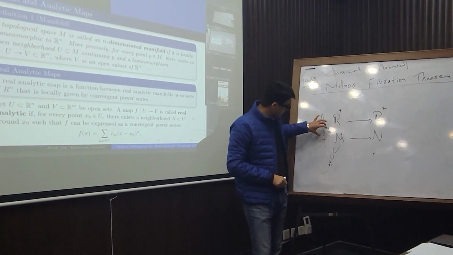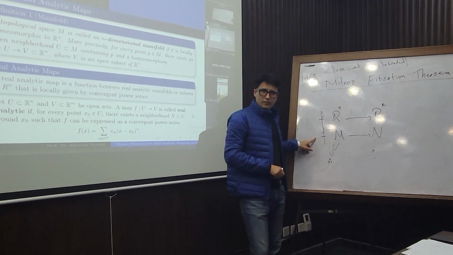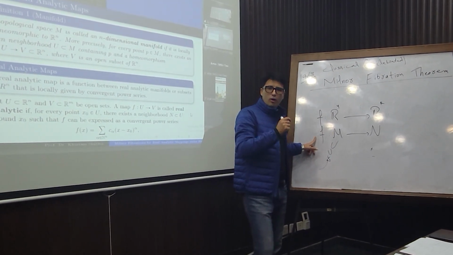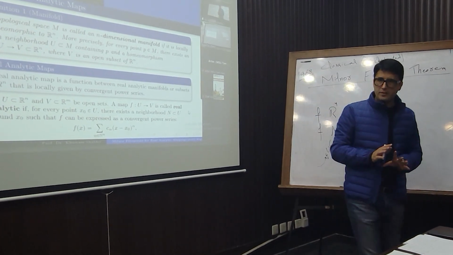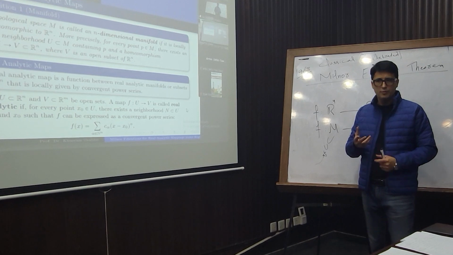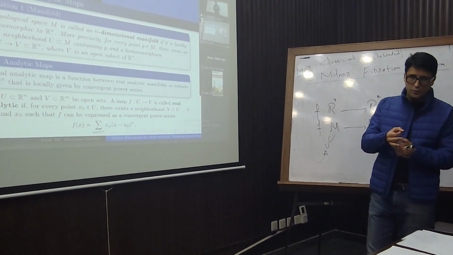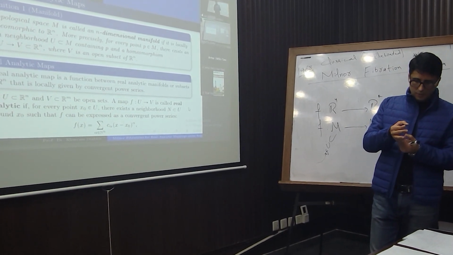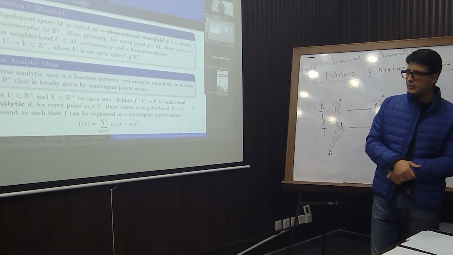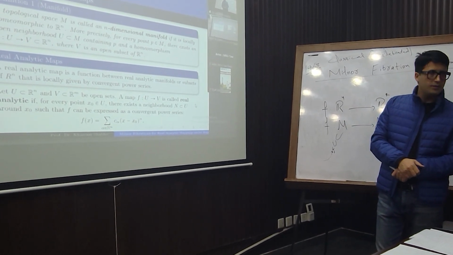And the second thing is, all the partial derivatives of this function exist and they are all continuous. If this happens, then we say that this map is an analytic map. So this means you can write a power series locally at every point. If you can do this, then that function is called an analytic function.